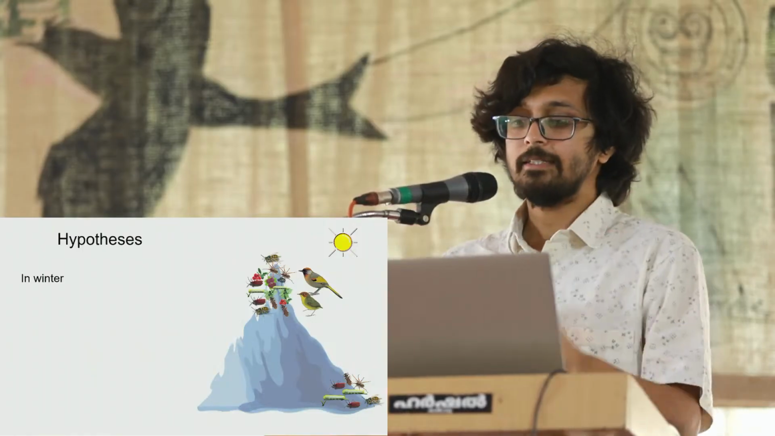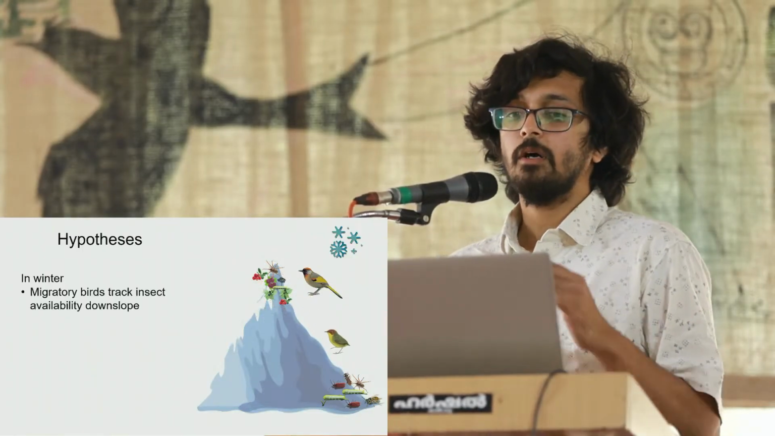So my theory is that in the winter, migratory birds are tracking arthropod availability downslope. But high elevation residents, because they're not able to find enough insects, feed on a lot more fruit and nectar in the winter, because that's what's still available at that time. And there are some insects available at that time, and that's what they may be eating. So that's the theory that I went with.